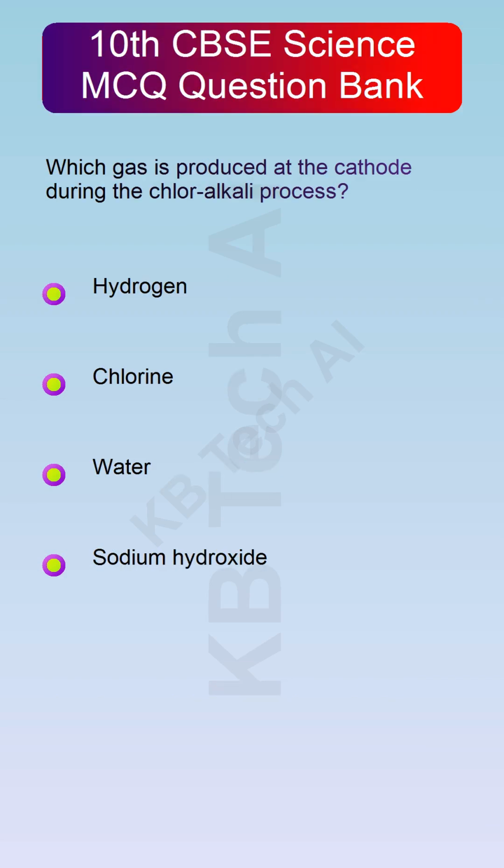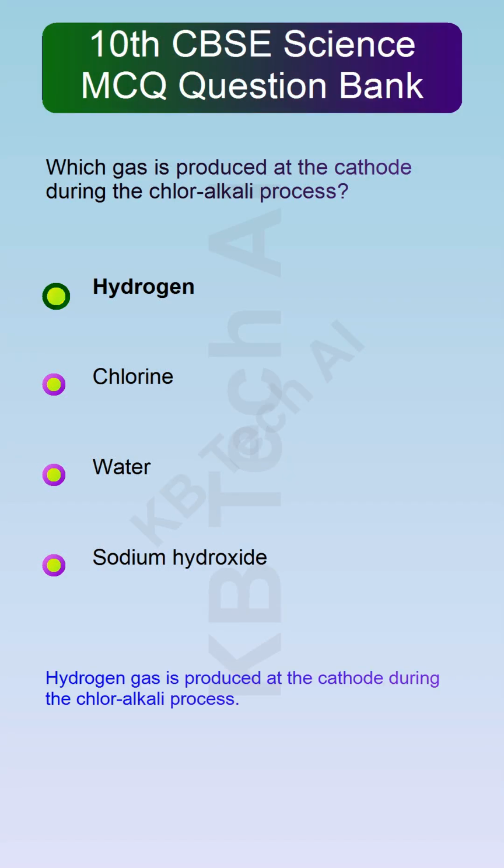Which gas is produced at the cathode during the chlor-alkali process? Option 1, hydrogen, Option 2, chlorine, Option 3, water, Option 4, sodium hydroxide. The answer is, Option 1, hydrogen.